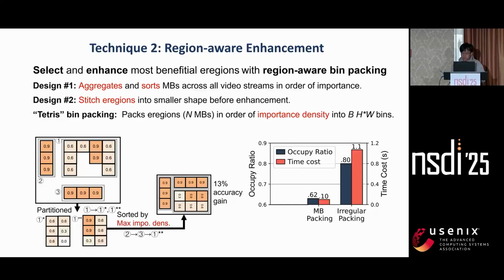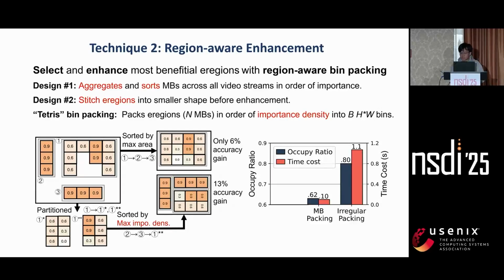For example, we first pick regions 2 and 3, and then we try to pick region 1 star by rotation, and drop region 1 double star by rotation, and drop region 1 star. Compared to the strawman approach that packs by maximum area, which includes unimportant MBs, our method can achieve a 13% accuracy improvement. We also achieve a better occupy ratio with a low time cost.